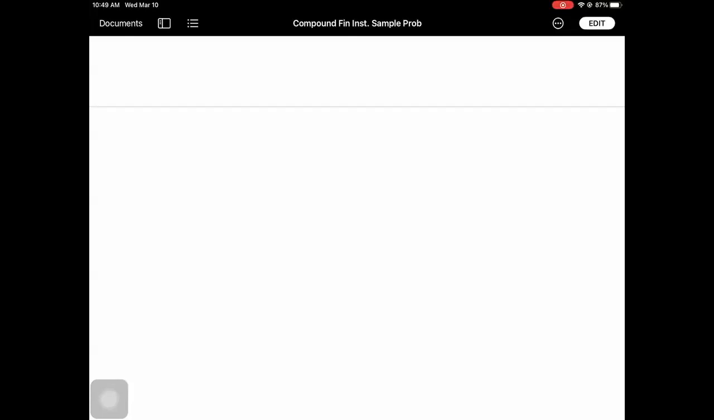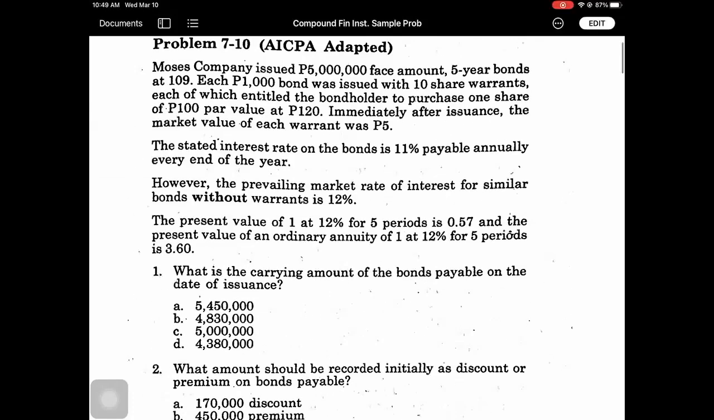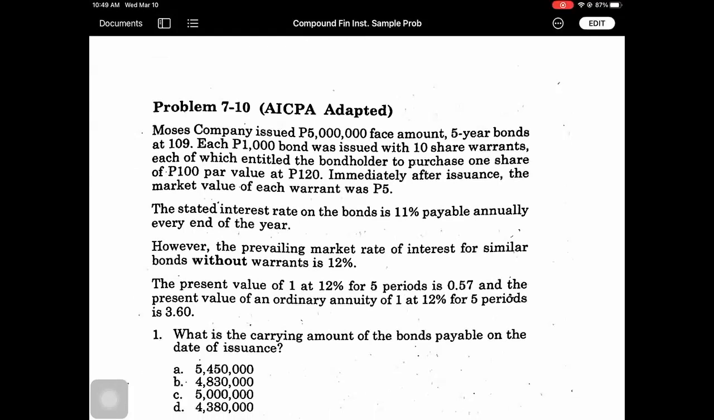I-amortize pa ang premium, sir. Unsay pasabot sa i-amortize pa ang premium, sir?